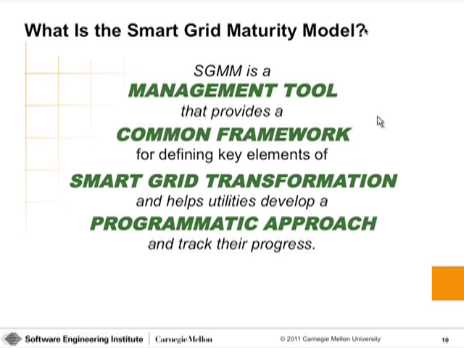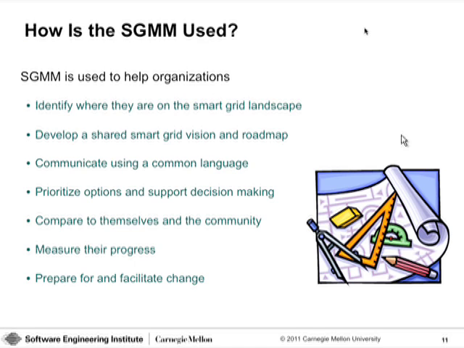Thanks, Shane. So what is the Smart Grid Maturity Model? This is the one-sentence version of today's presentation. The SGMM is a management tool that provides a common framework for defining key elements of smart grid transformation and helps utilities develop a programmatic approach and track their progress toward that transformation. The Smart Grid Maturity Model can be used by utilities to help them identify where they are in their smart grid transformation efforts, to develop a shared smart grid vision and roadmap, and to reach consensus on that vision and roadmap inside the utility.